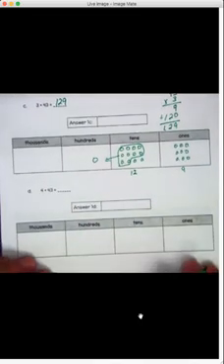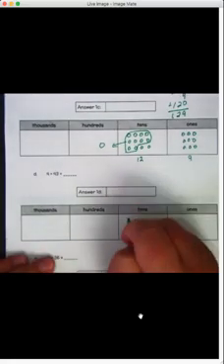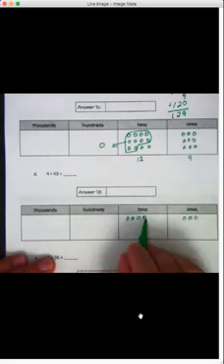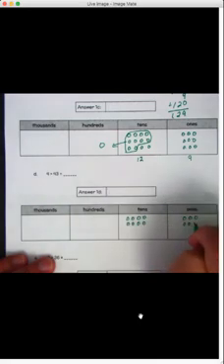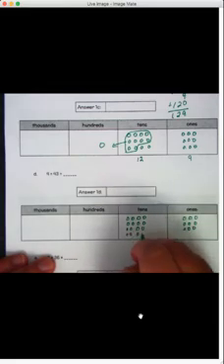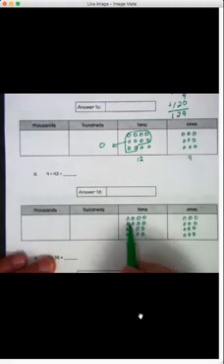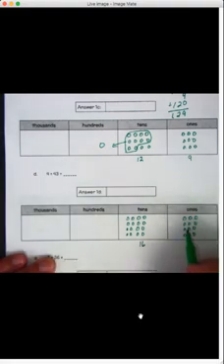Letter D, 4 times 43. We get to do it again. So let's get our 43 represented. 1, 2, 3, 4 tens. 1, 2, 3 ones. 43. Do it 4 times. Okay. So now we've got 1, 2, 3, 4, 5, 6, 7, 8, 9, 10, 11, 12, 13, 14, 15, 16 tens. And we've got 1, 2, 3, 4, 5, 6, 7, 8, 9, 10, 11, 12 ones.